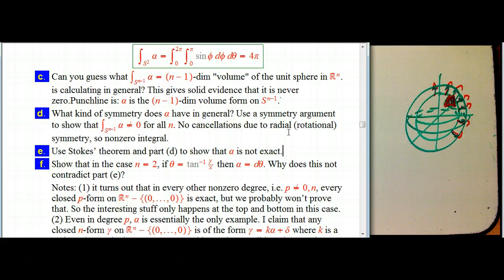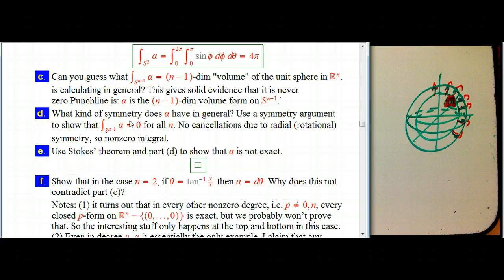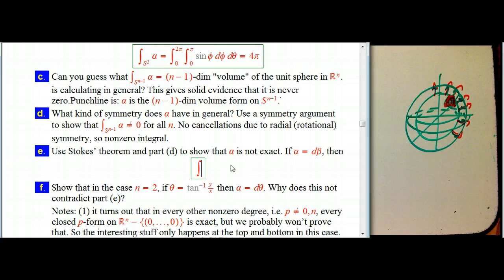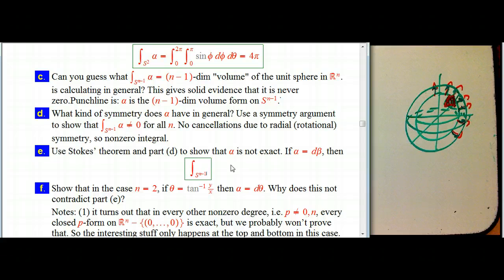Okay, so now this is what I alluded to before. How would we use Stokes' theorem and either part C or D, just the fact that the integral is non-zero, to show that alpha is not exact? Well, remember, if alpha equals d beta, then Stokes says the integral over the sphere of alpha is the same thing, but with the d beta. This should be hopefully easy and familiar by now.